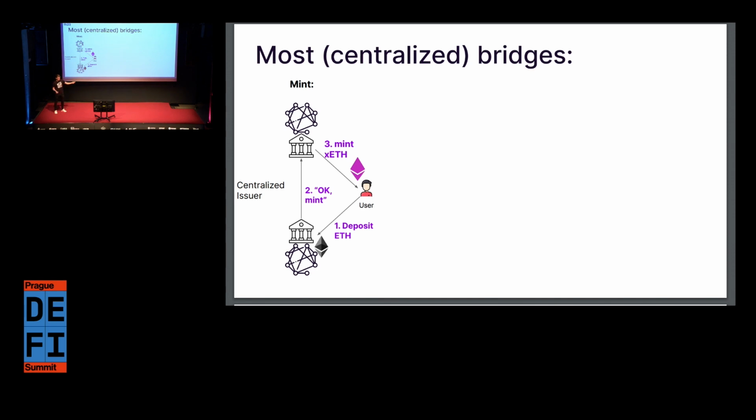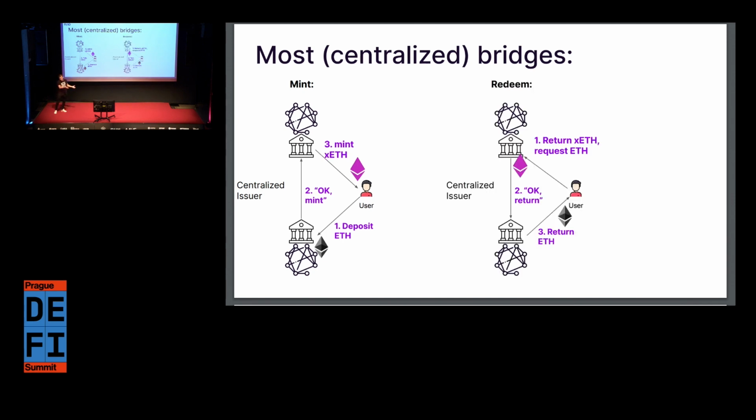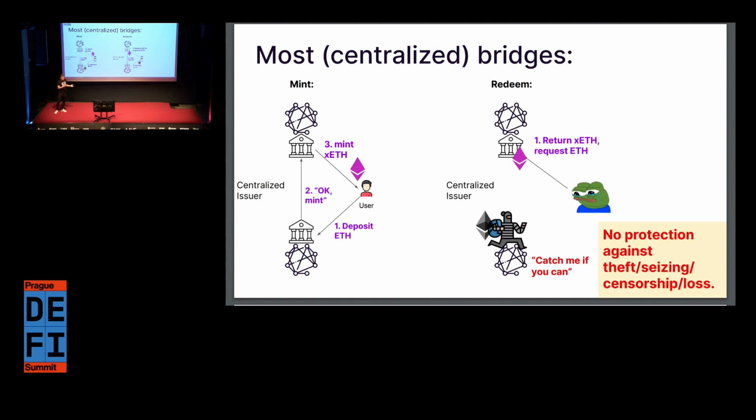You deposit ETH into the custodian's account on one side. That person or thing confirms to the target chain, right? Oh yeah, I got the assets. Let's mint some wrapped ETH. And there you go, you got it. Simple. If you want to go back, you have to ask them to actually give it back to you. And if they don't, right, well, there's nothing you can do.